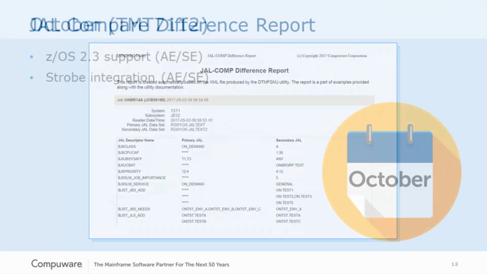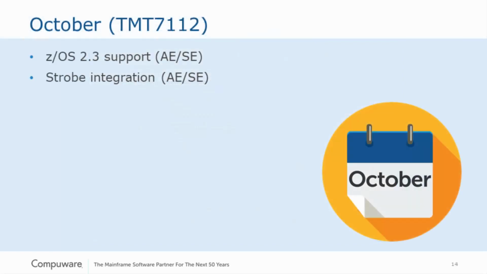Excellent. Okay, so let's move on to October. And October brought two big enhancements. One was z/OS 2.3 support, and now it's both for AE and SE. And then we also brought in support with another Compuware product near and dear to my heart, Strobe. So some integration with Strobe.